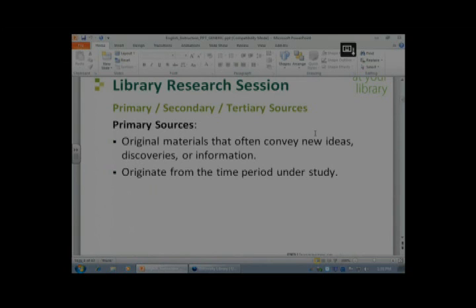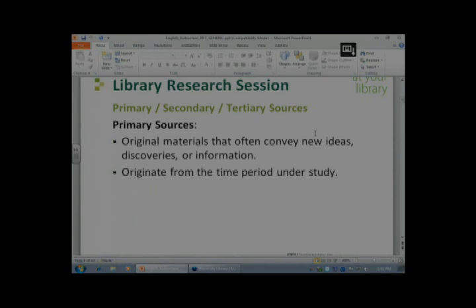Primary sources are basically original materials that often convey new ideas, discoveries, or information. So in the scientific world, primary sources would be experiments, new methodologies, articles and research studies that cover these new methods, things like that. New discoveries, fresh information about a particular topic.